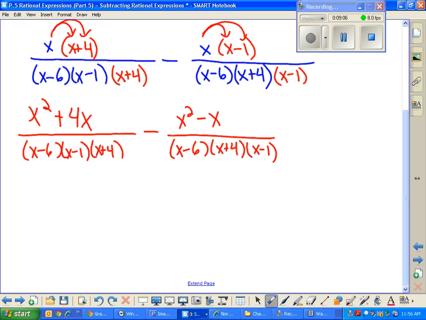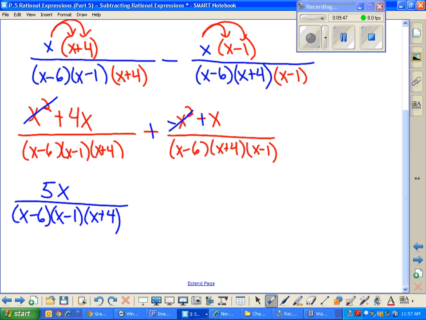And this is the only step that's changing from yesterday. Remember, we never subtract. You always add the opposite of the second numerator. So I add the opposite of my second numerator. So I change my minus to a plus. The opposite of positive x squared is negative x squared. The opposite of negative x is positive x. And now I can just add straight across the top. x squared and negative x squared, those go away. So I have 4x plus 1x, that's just 5x over my LCD. And that is done.